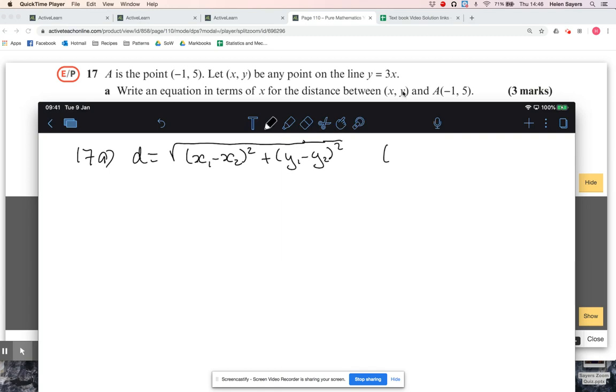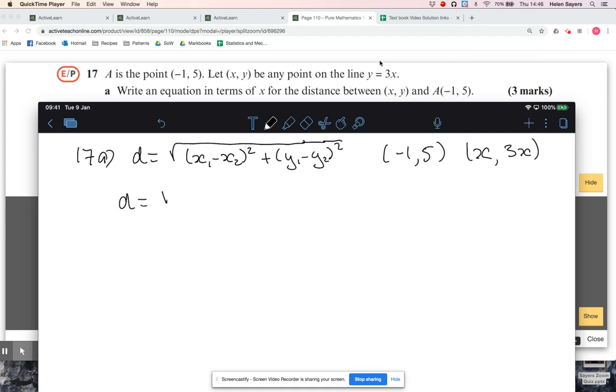So my first coordinate is -1, 5. My second coordinate is x. Then it tells me that this is on the line y equals 3x. So rather than call that coordinate y, I can just say, generally, the y coordinate is going to be 3x, and then everything will be in terms of x.